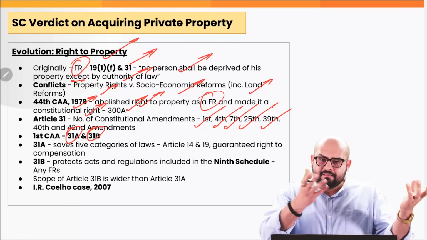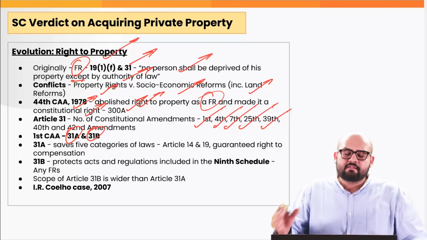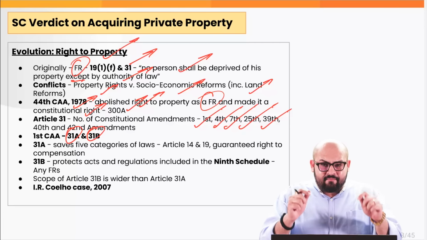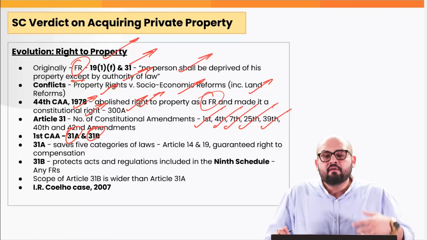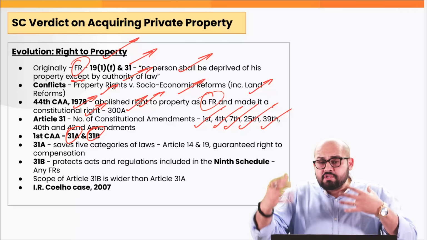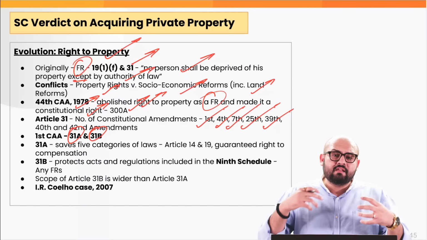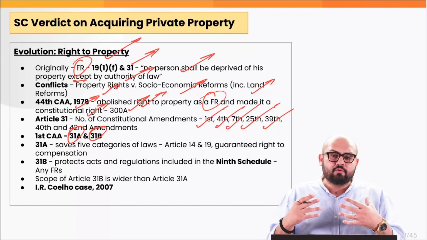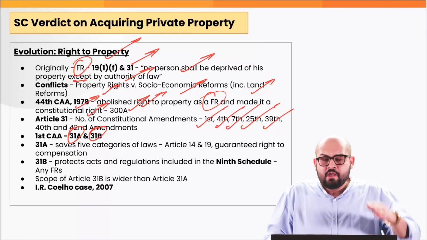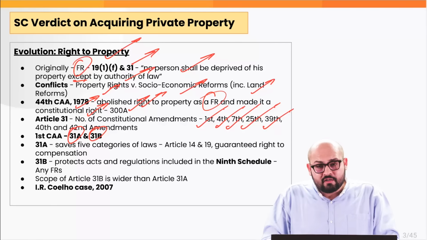Now, what are Article 31A and 31B? See, what 31A does is that it basically saves 5 categories of law. For example, if a state makes a law with respect to the acquisition of estates, or if the state makes a law with respect to the amalgamation of corporations. So you have a list of 5 types of laws in this particular 31A.